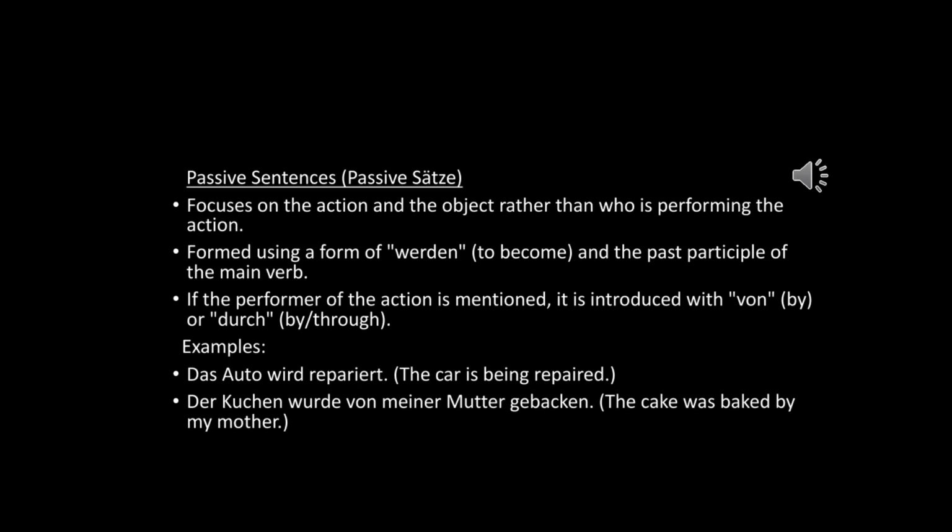Passive sentences focus on the action and the object rather than on who is performing the action. They are formed using a form of the word "to become" and the past participle of the main verb. If the performer of the action is mentioned, it is introduced by "by" or "through." For example, the car is being repaired. The cake was baked by my mother.